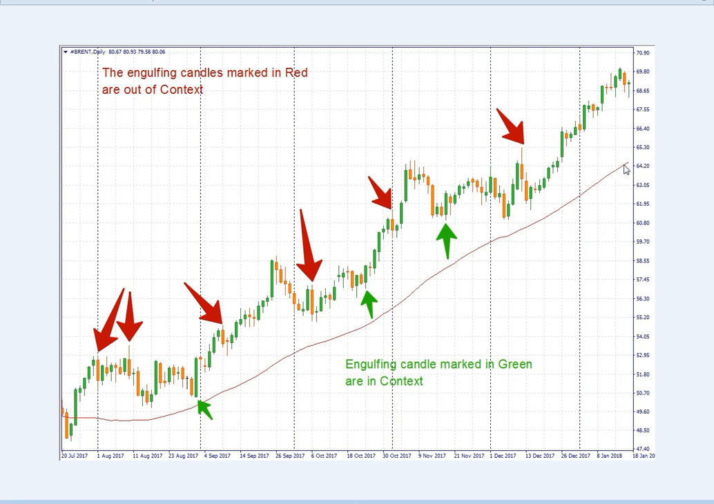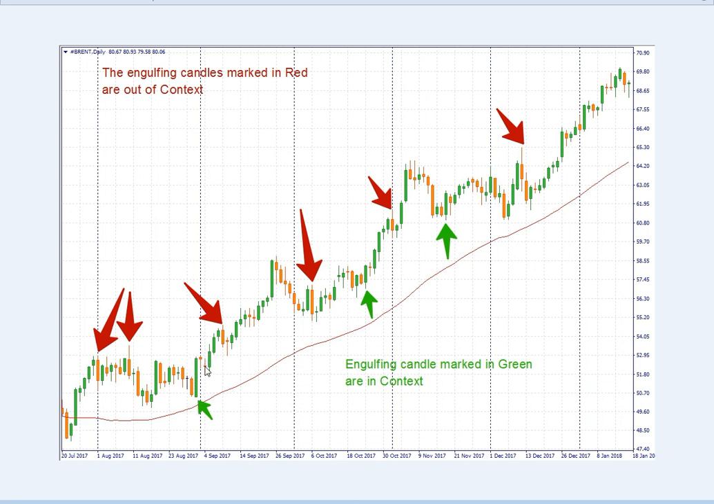We said that for you to trade an engulfing successfully, it must be in line with the trend. In this case, we see an uptrend: an upward move, then a retracement, a move up, a retracement, and so on. If you see a red engulfing candle that closed below, and then another one, this shows the price should continue downwards. So instead of selling, we look for engulfing candles that are in line with the overall trend.